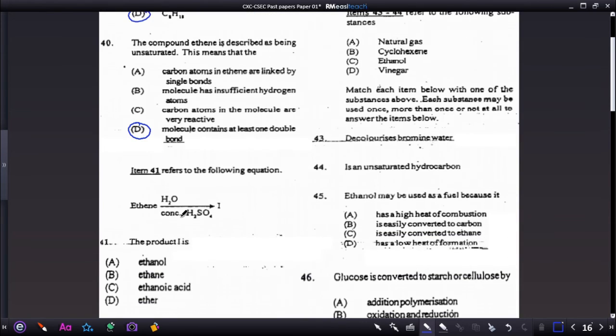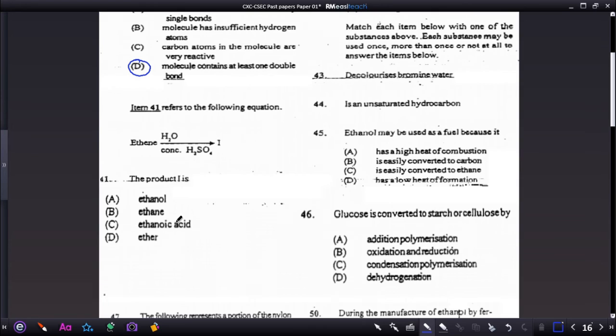Item 41 refers to the following equation. Here we have ethene reacting with water in the presence of concentrated sulfuric acid. The pressure should be there as well. There are other conditions that would force the hydroxy group from water into the ethene molecule to break the bond of the ethene molecule to form the ethanol. So the product I is ethanol. So this is one of the ways in which alkene turn into alcohol.